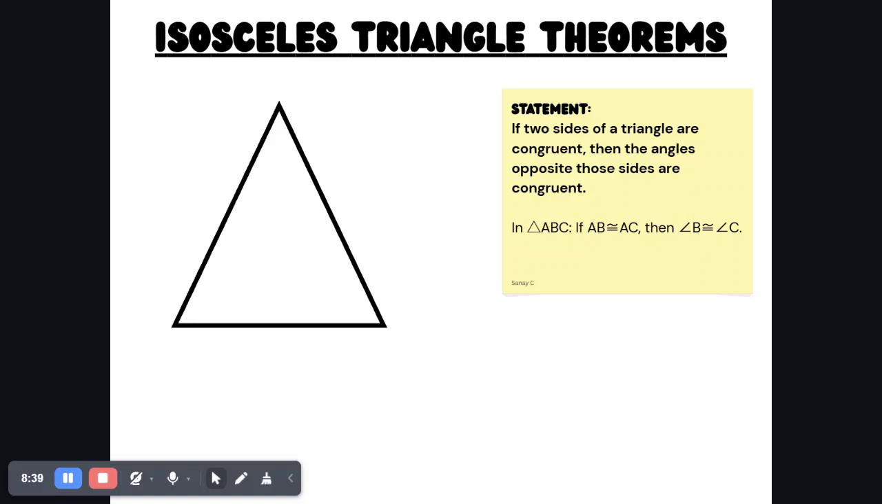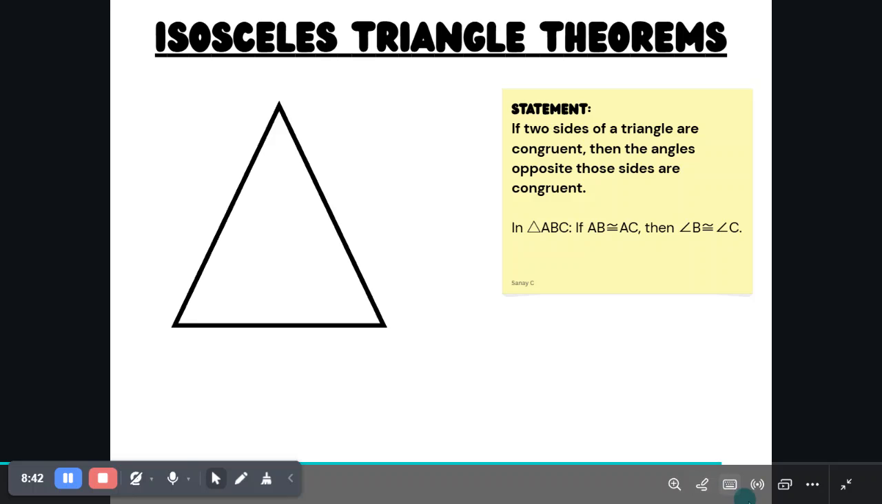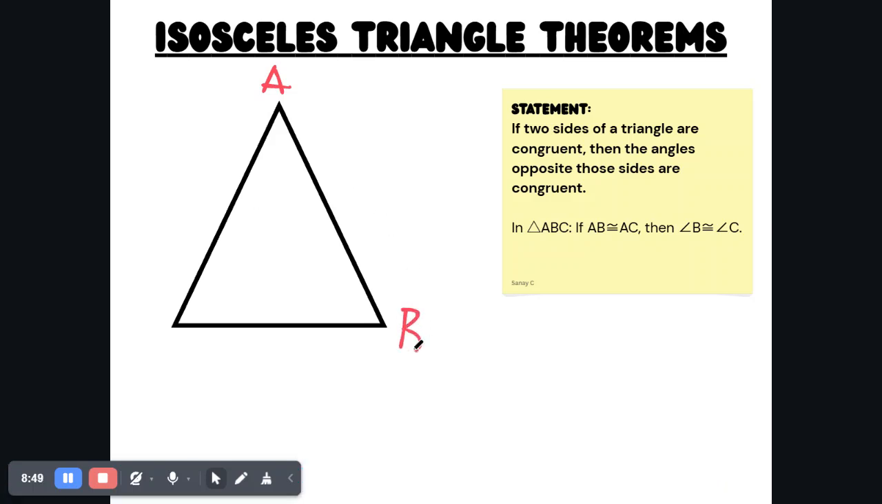The first statement says that if two sides of a triangle are congruent, then the angles opposite those sides are congruent too. So for example, let's label this A, B, C. Say AB and AC are congruent, then automatically the isosceles triangle theorem says that angle C and angle B are congruent.